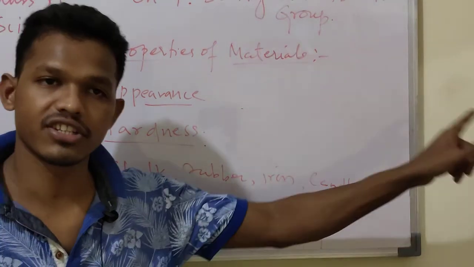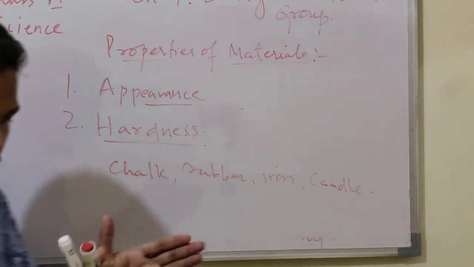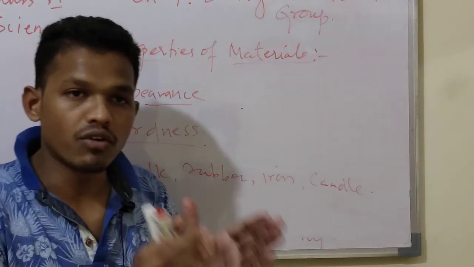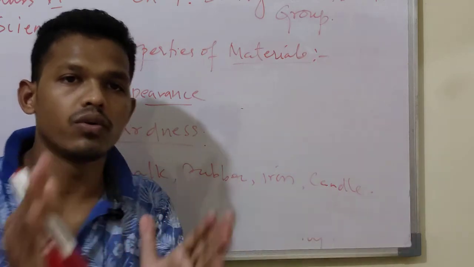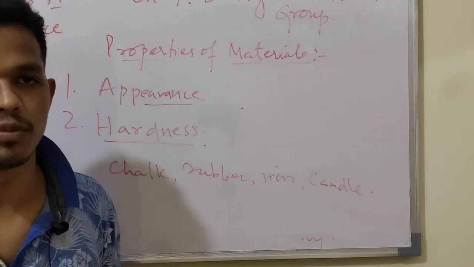Then candle, is it scratched? Yes. So you keep it in the groove. So what happened? Likewise, you can make a groove for the materials which can be scratched, and another for the materials which are not able to be scratched. You form two grooves.